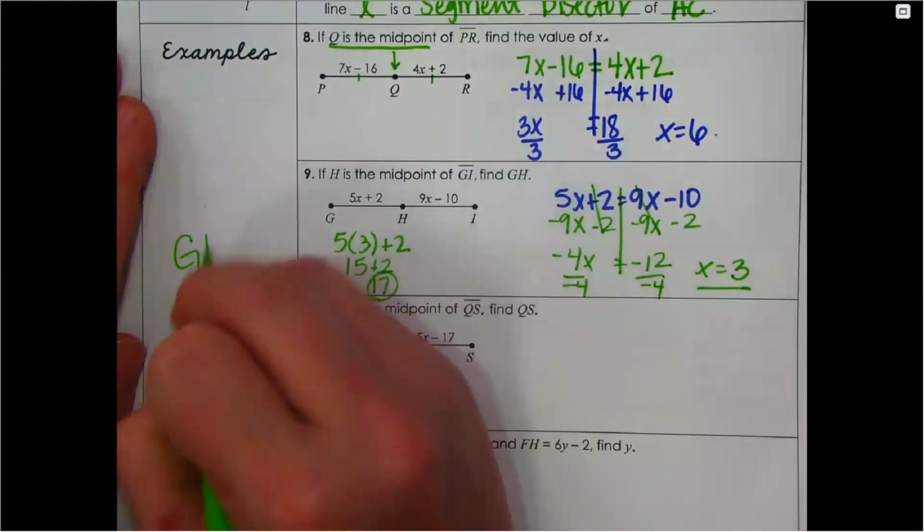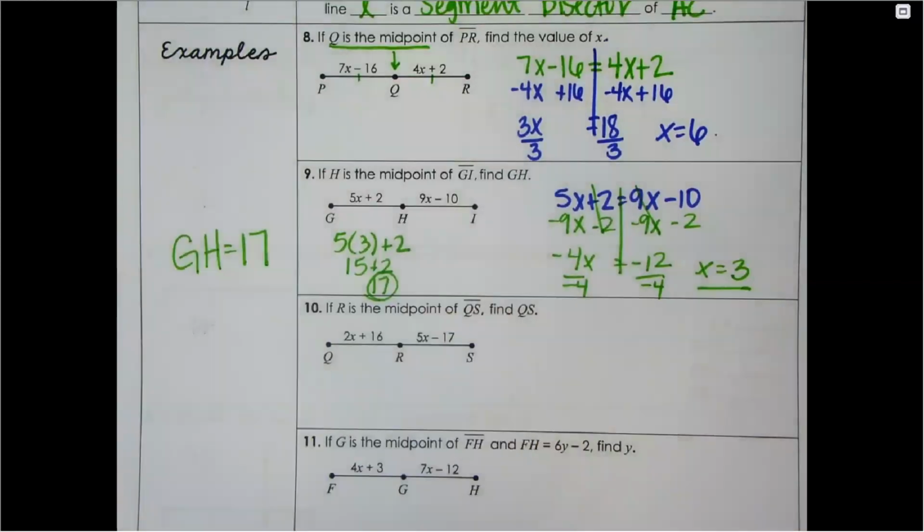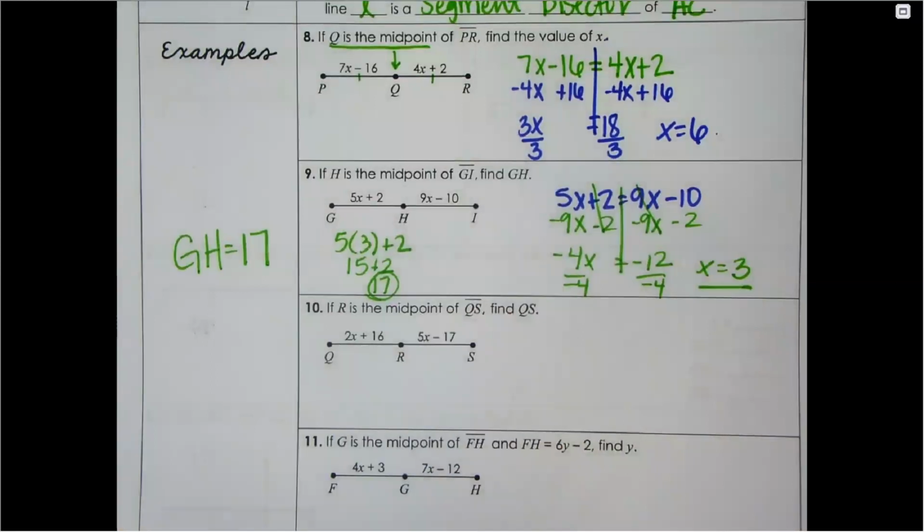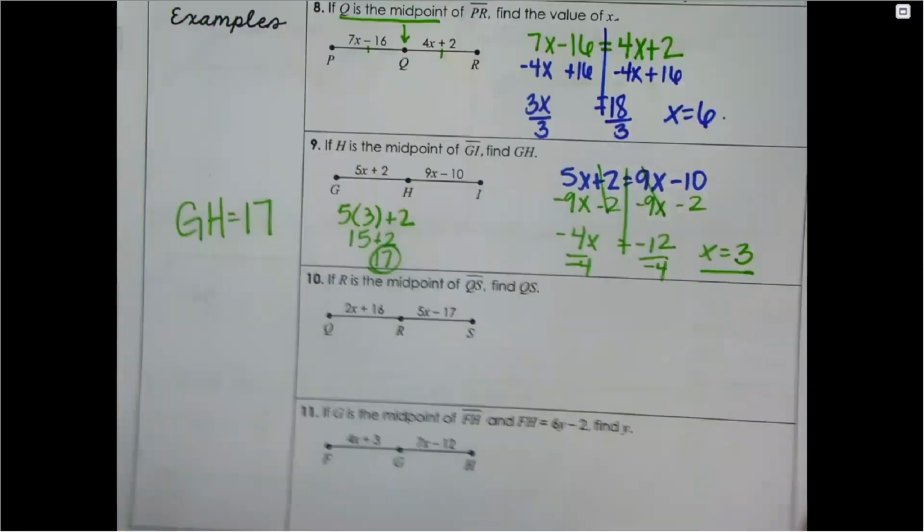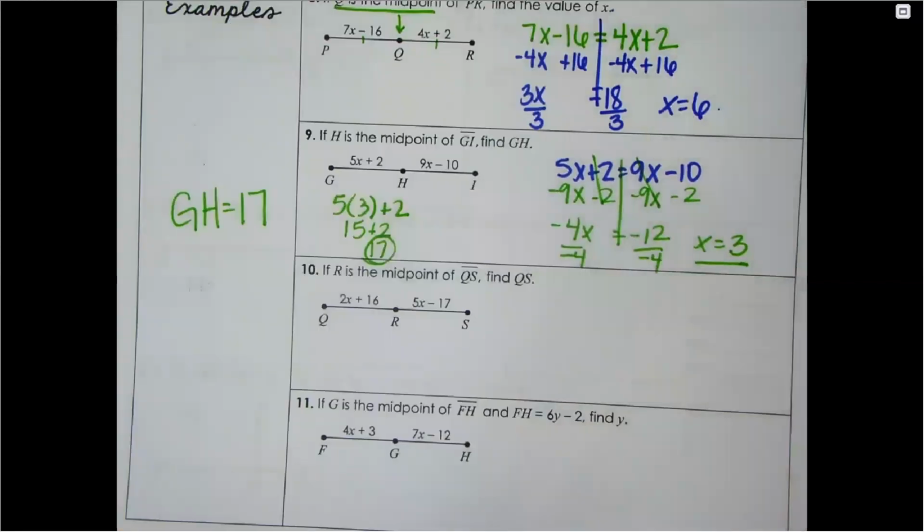Remember, to show distance, I just write GH. I don't put a bar over it or anything. That's showing you the distance. Good. Let's skip to number 11.